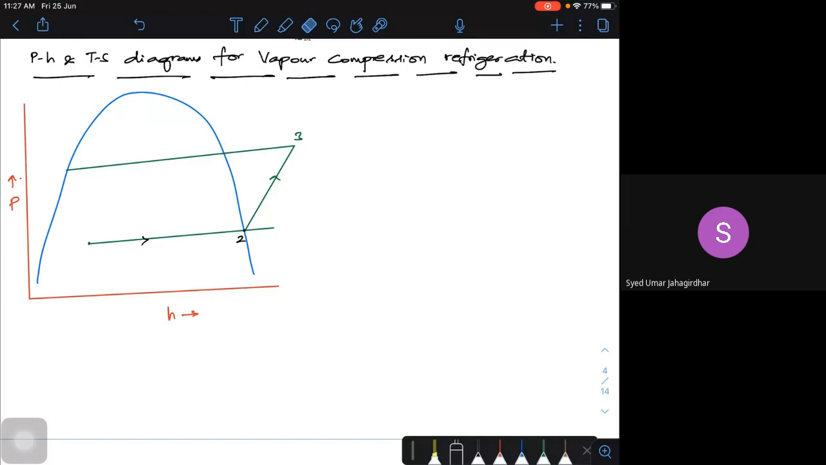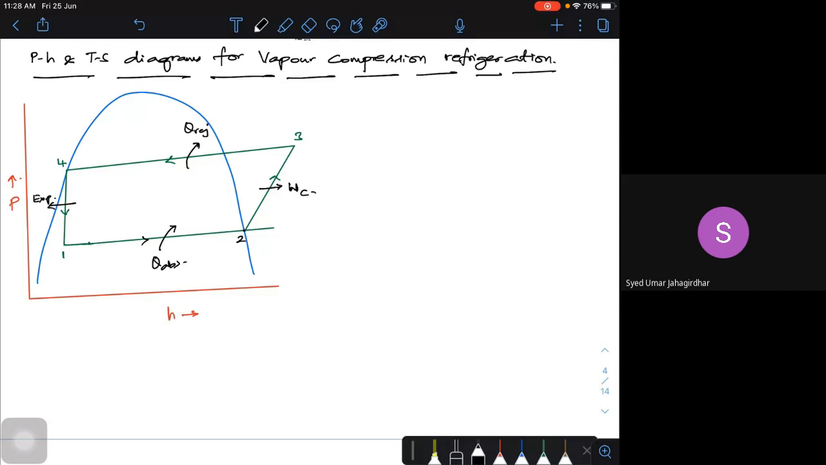Let me move this point, because this is purely an isentropic process. So your 1 will be here. This is your heat rejection. This is your point 4, and this is your expansion. This is your heat addition process, that is heat absorption. This is your compression, this is your heat rejection, and this is your expansion.